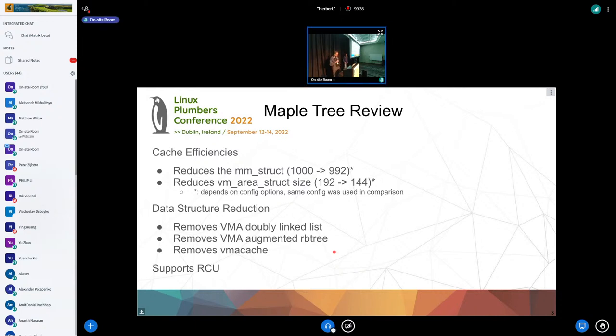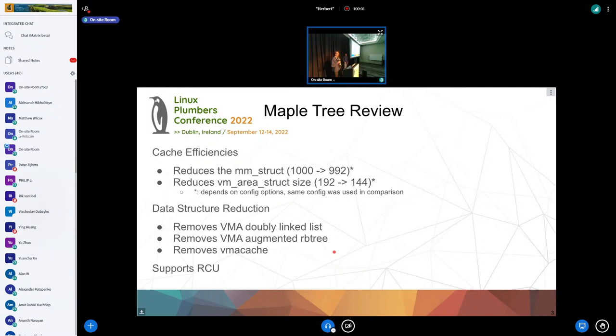Right. So SPF, that's been an effort that's actually been worked over many years. I kind of picked it up from Laurent. What it does is that it tries to do page faults without taking the mmap lock. And so you can think of it a bit like a transaction.